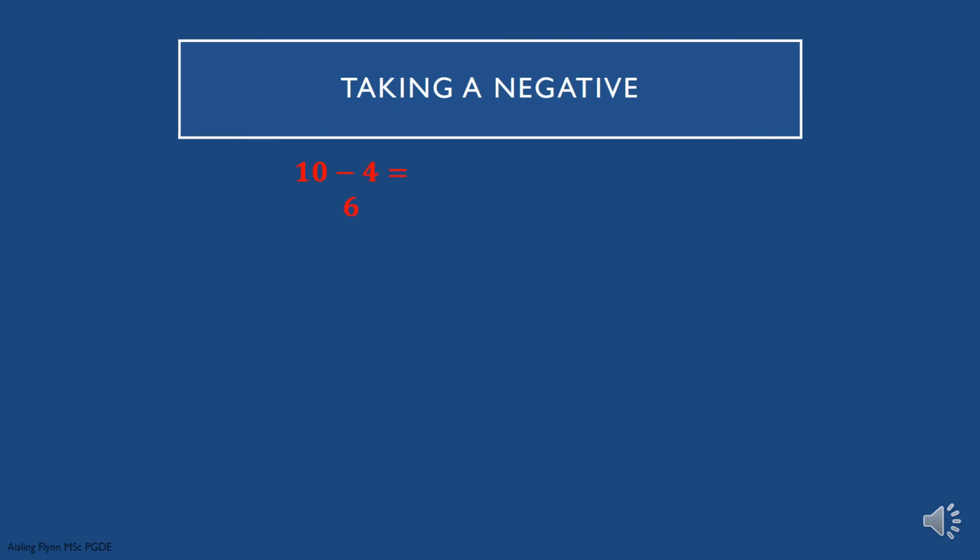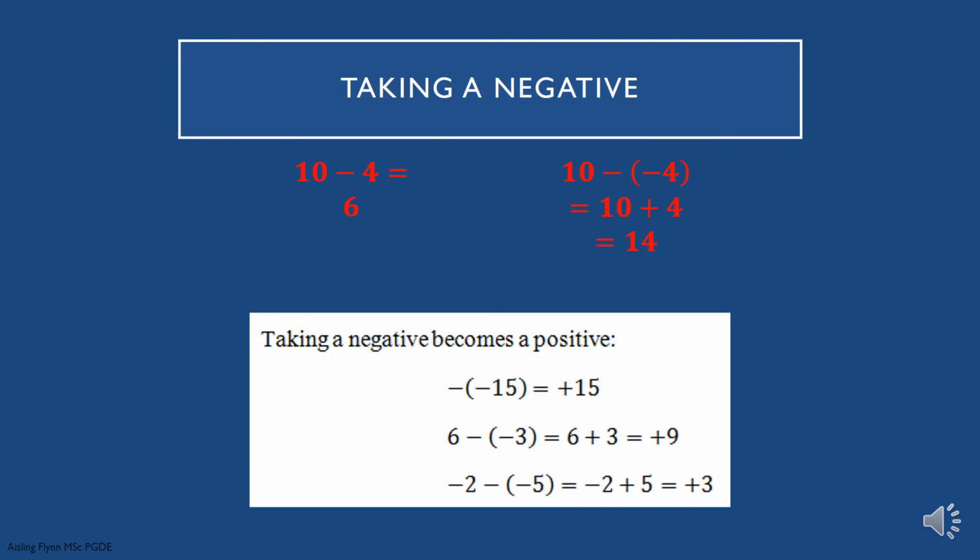So here's some examples of how you see those things written. So 10 minus 4, of course, is 6. So that's something we're used to. But 10, take away a minus 4. Okay, so minus 4. When you see two minuses coming together, it means you're taking a negative. And we saw that has the effect to change to a plus. So minus changes to plus, and you have 10 plus 4, which gives you 14. Okay, so taking a negative becomes a positive. And here are 3 examples where you can see that written.